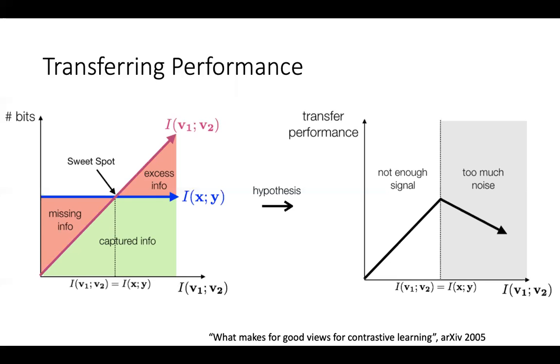If you contain too much information between these two views, you have too much noise and the transfer performance is bad. If you don't have any information shared between them, that's also bad, because contrastive learning doesn't work. You should have the right amount of information and the right information bits there. So this is a reverse U-shape.